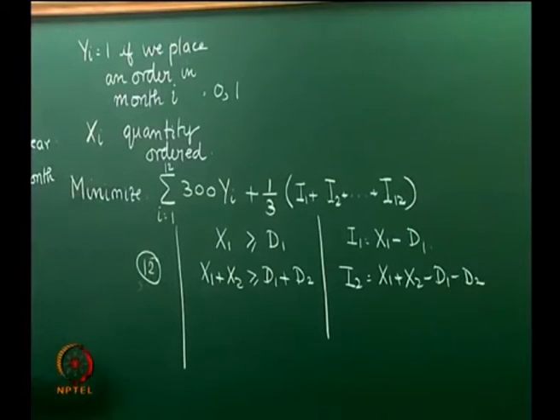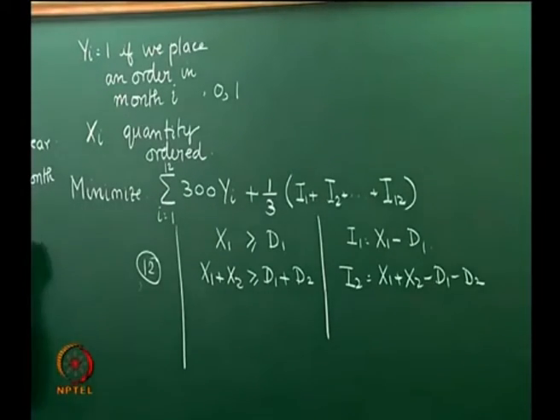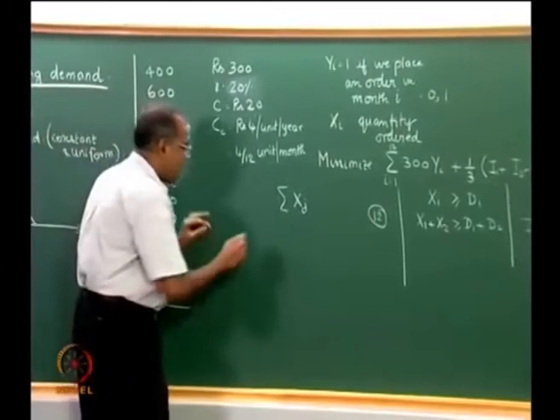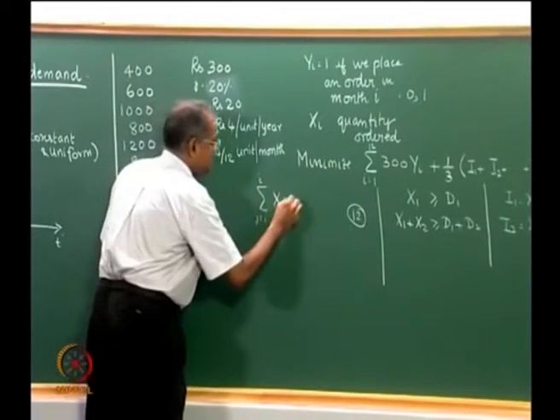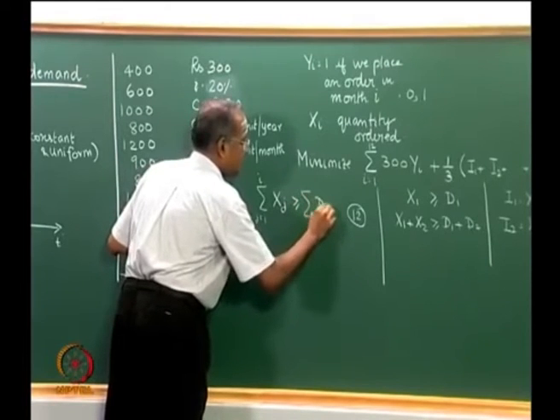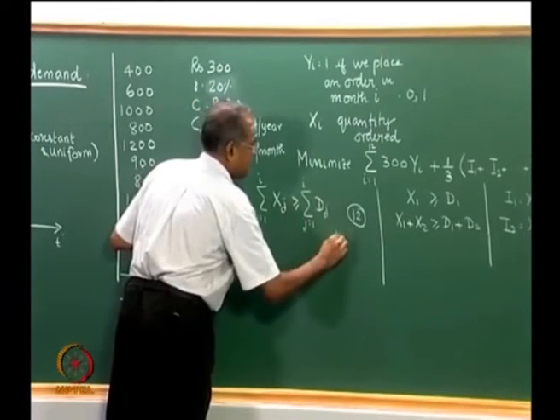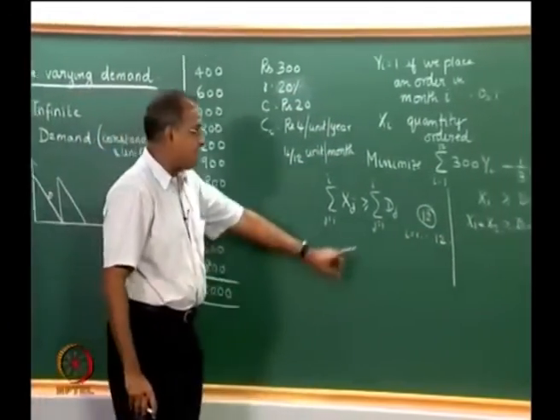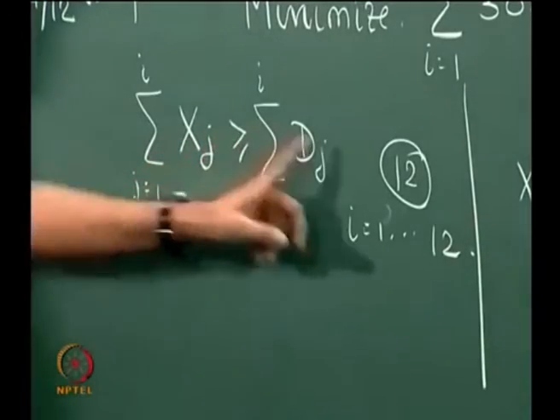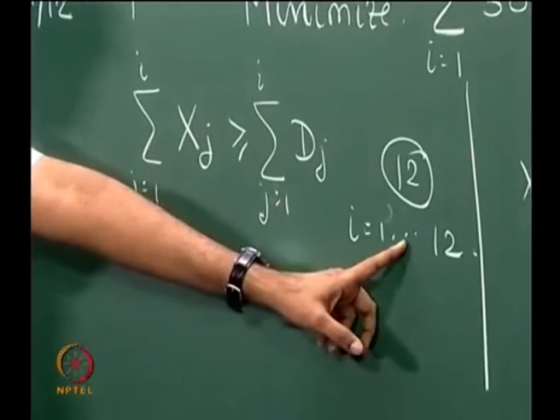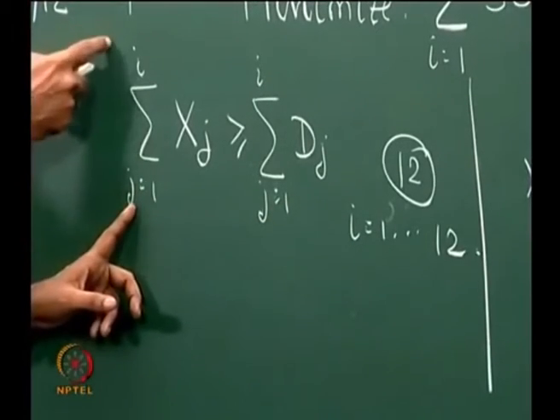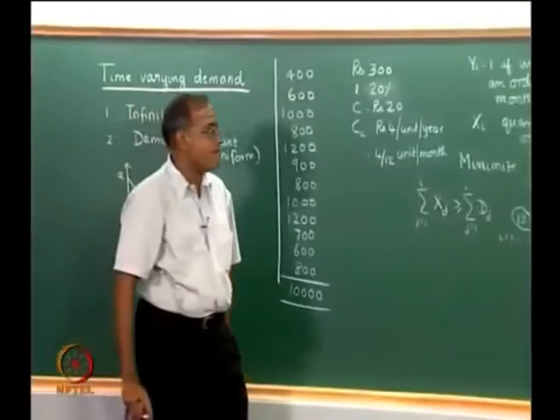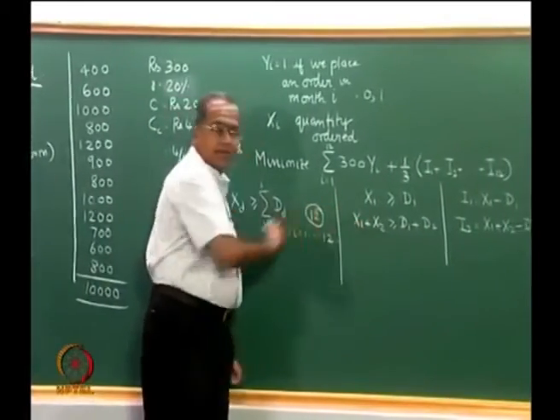This can also be generalized and written in a single constraint, which is of the form sigma xj, j equal to 1 to i, is greater than or equal to sigma dj, j equal to 1 to i, for i equal to 1 to 12. Which means if we take the first month i equal to 1, then this will be x1 greater than or equal to D1. Take the second month, i equal to 2, so j is summed from 1 to 2, so x1 plus x2 is greater than or equal to d1 plus d2 and so on. So, there are 12 constraints which are like this.